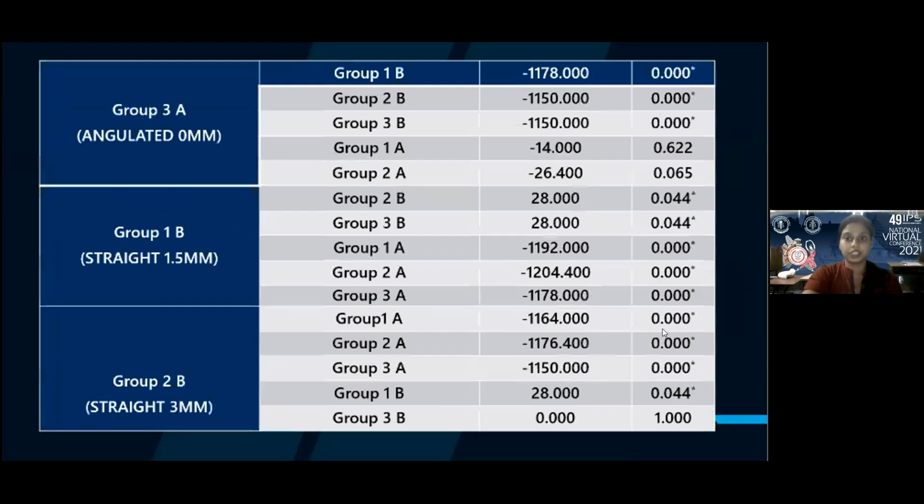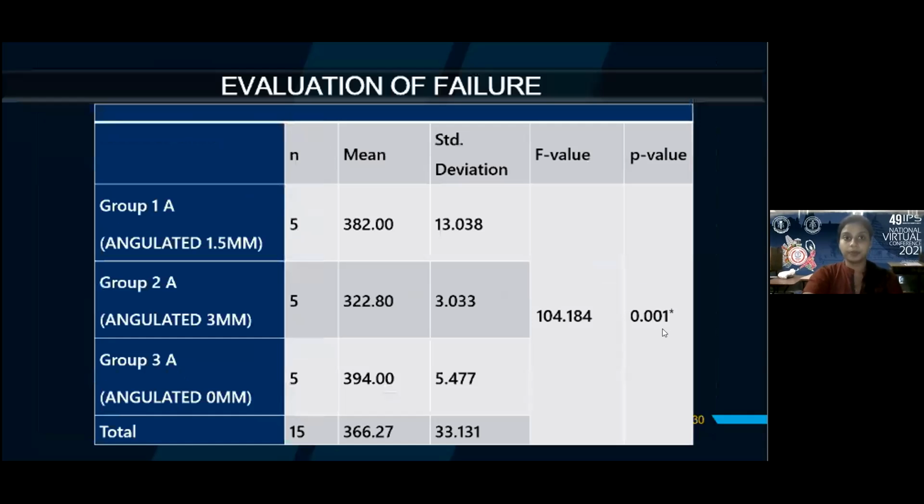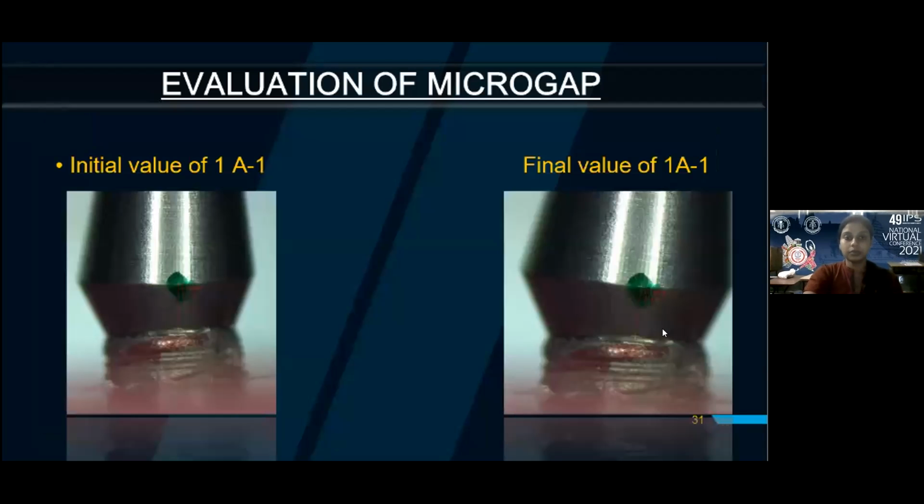of maximum deformation. And from this data, we concluded that when the maximum deformation was evaluated across bone loss, there was a significant difference between group 2A and 2B. And when maximum deformation was evaluated among straight abutments, no significant difference was found. And on failure, it was found that the group with angulated abutments failed at an earlier rate than the straight abutment groups. So this was the evaluation of the microgap.